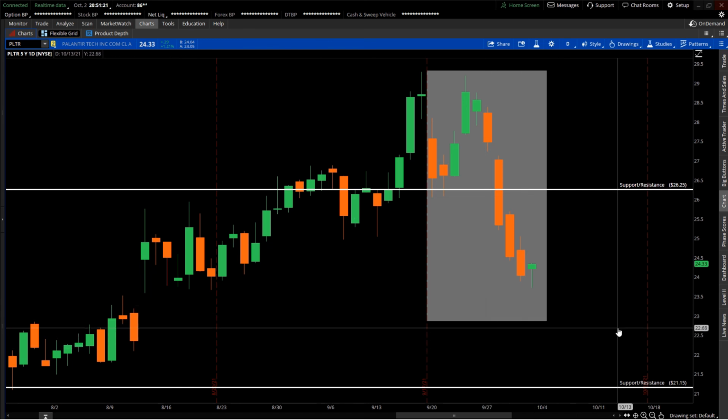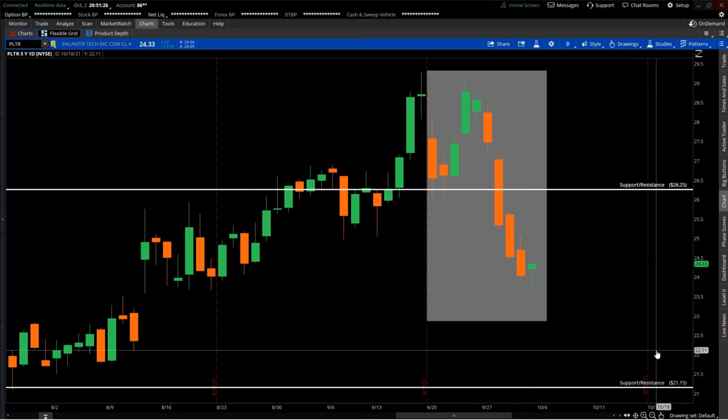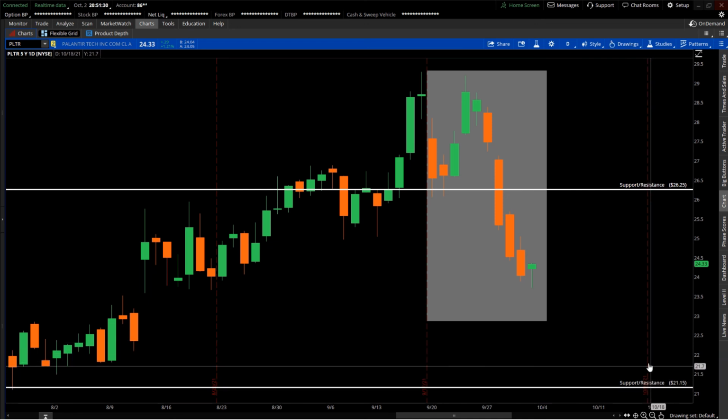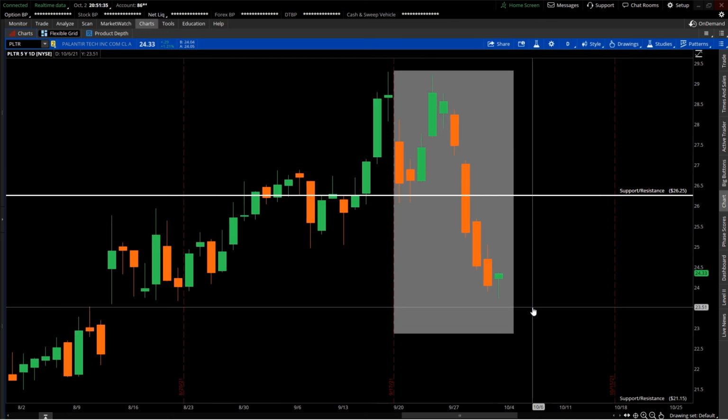So that's the outlook. Again, if price breaks below 21.15 inside this expiration Friday of October 15th, then I'm looking at 18.60 as the next potential area where price would head to.